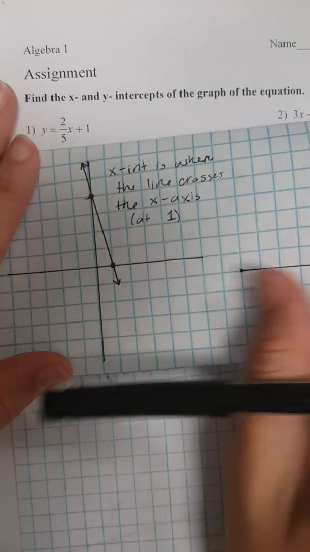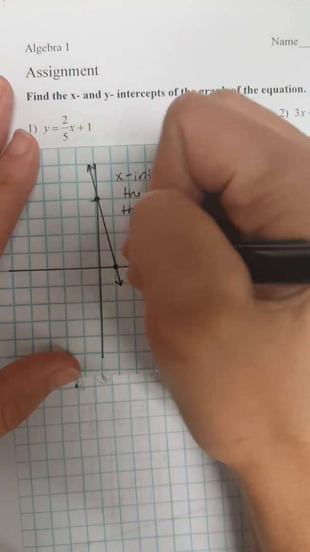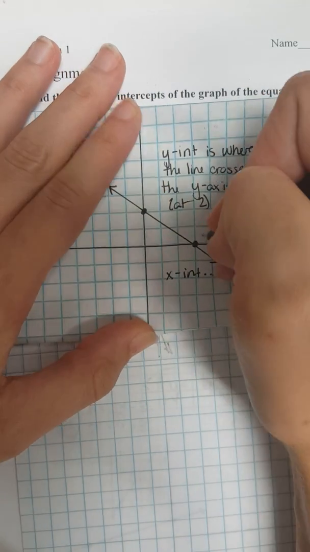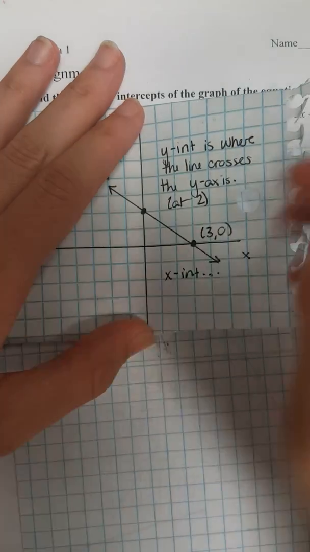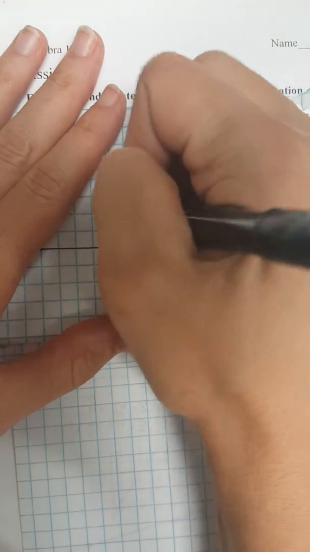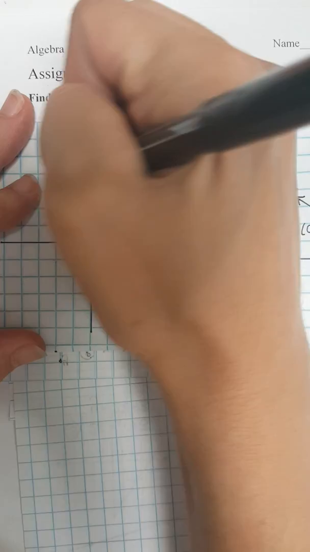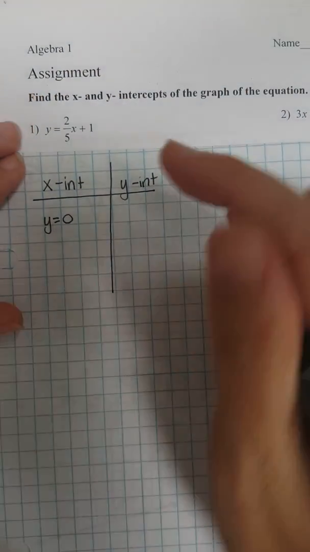If we look at this, this was the one we did before. X-intercept, this is the point 1, 0. Y is 0. X-intercept, this is the point 3, 0. Y is 0. Same for the y. This is the point 0, 2. X is 0. Y-intercept, this is the point 0, 4. X is 0.